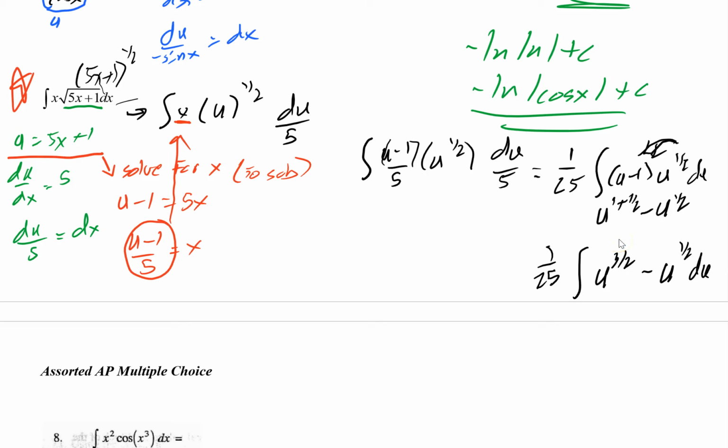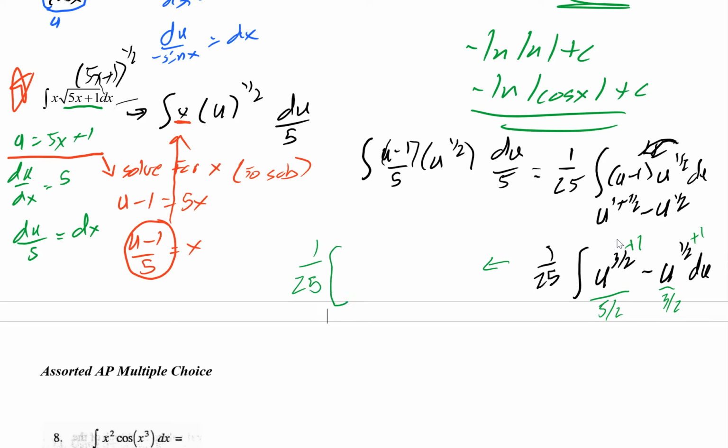Next step, we just integrate this. We're going to add 1 to our power and then divide by our new power. 3/2 plus 1 would be 5/2. Add 1 to the power, divide by our new power. 1/2 plus 1 is 3/2. So then we get, I'm going to move over here for space, 1/25 bracket.